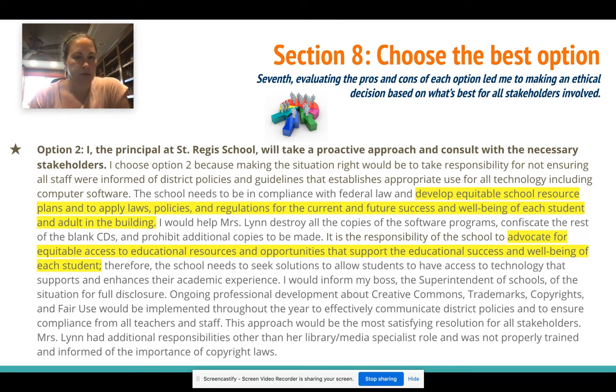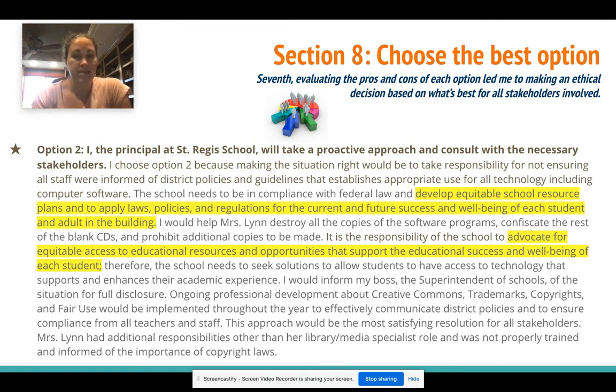I choose option 2 because making the situation right would be to take responsibility for not ensuring all staff are informed of district policies and guidelines that establish appropriate use for all technology, including computer software. The school needs to be in compliance with federal law and develop equitable school resource plans and to apply laws, policies, and regulations for the current and future success and well-being of each student and adult in the building. I would help Mrs. Lynn destroy all the copies of the software programs, confiscate the rest of the blank CDs, and prohibit additional copies to be made.